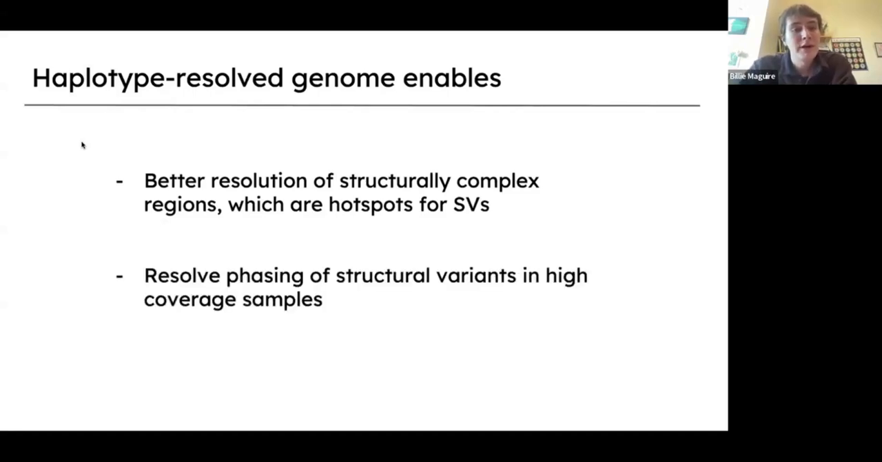And they're also important for resolving phasing of structural variants in high coverage samples. So a haplotype assembly provides a highly accurate phased genome, which means you know exactly which alleles are linked together on a specific chromosome.